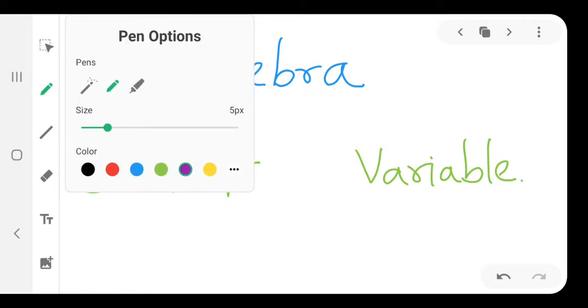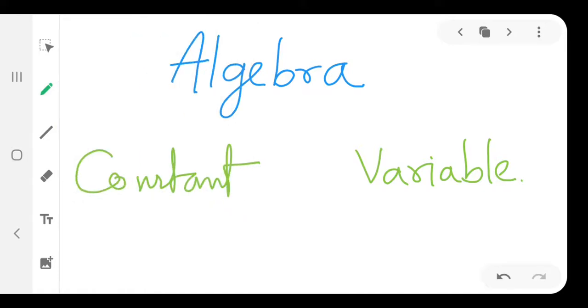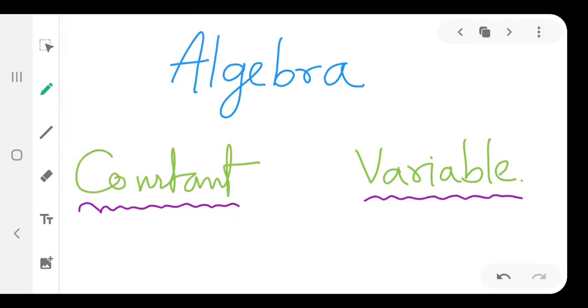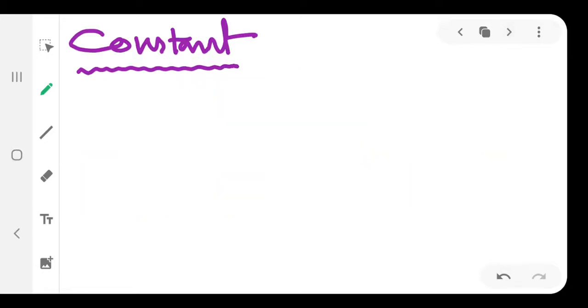So in algebra, you can see two things are there. One, it is written constant, right? One, it is written variable. So there are two things in algebra. One is called constant, one is called variable. More things are there, but these are the things which are very important to learn. So first, let us start with constant.